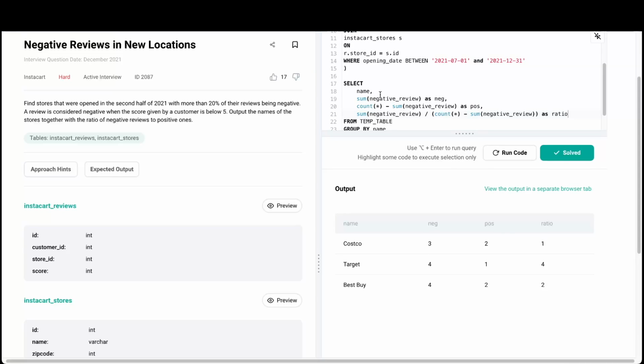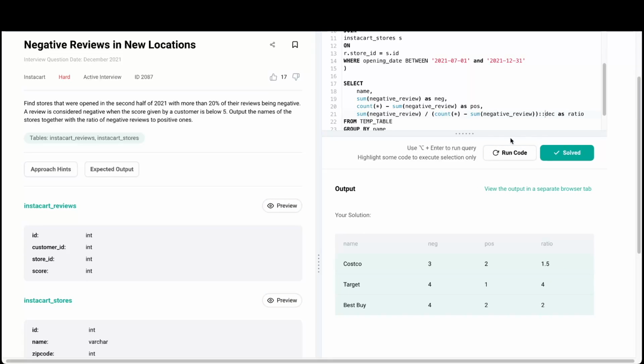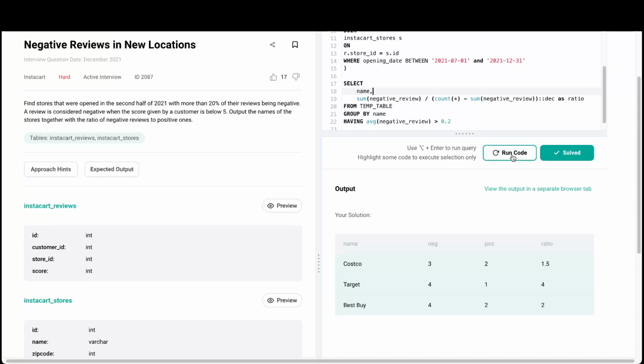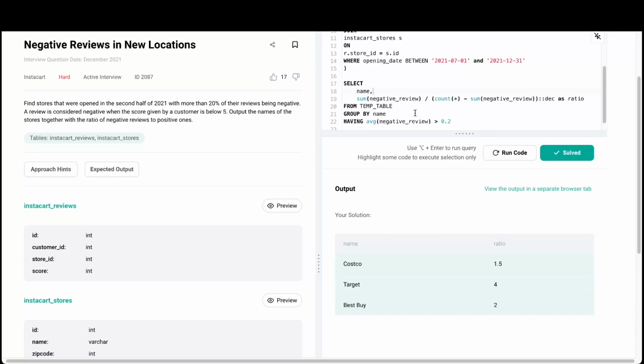When you divide an integer by an integer, you get another integer. One way to get the correct answer of 1.5 is to cast one of them as a decimal. In Postgres, you could use a shortcut of 2 colons and DEC to cast, and then that's what we get. But we don't really need these 2 columns. And so we can just remove that and get the final answer, and it looks like it is the right answer.